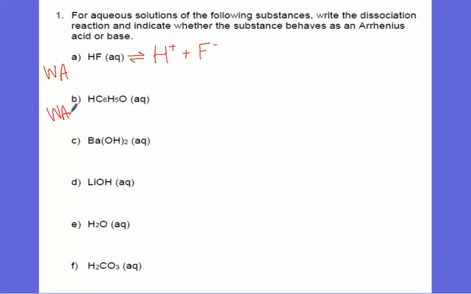Since this is a weak acid, we're going to write the equilibrium arrow. And so what does that dissociate into? Exactly. It's not wrong if you say negative or minus. Questions? You should feel really confident with this. Good. All right, what about this next one?